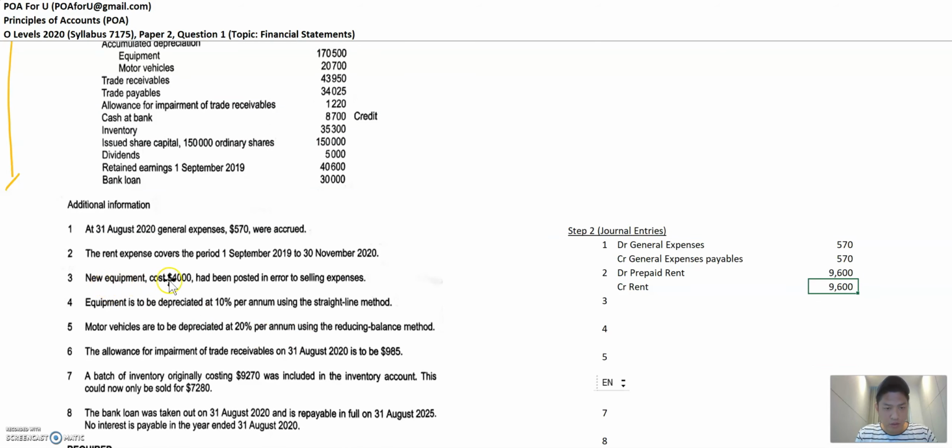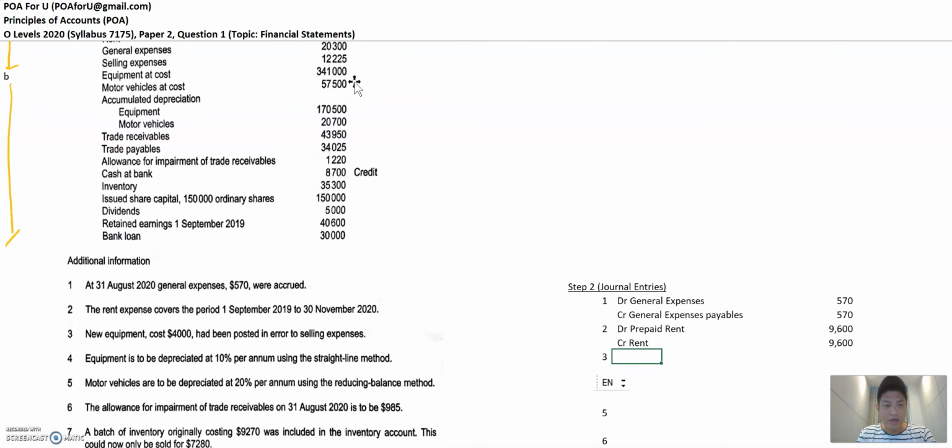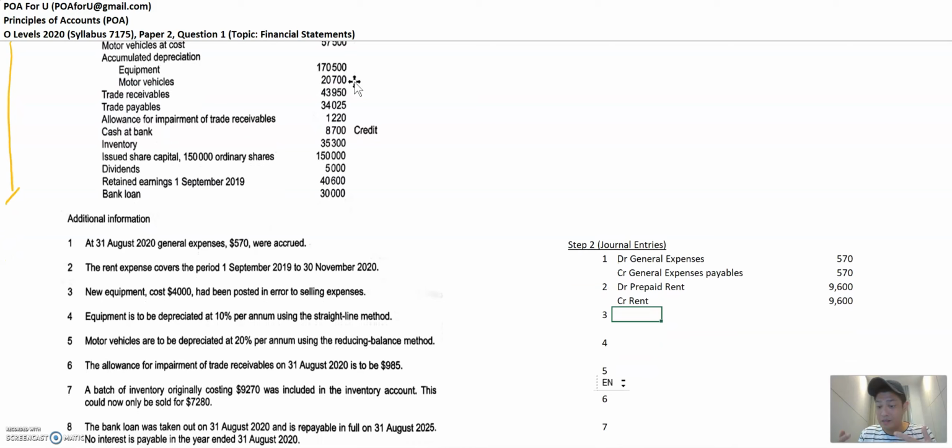Next, equipment costing 4,000 had been posted in error to selling expense. So selling expense contains here 12,225, contains 4,000 that should belong to equipment account. So let's correct that by reducing selling expense. Selling expense is an expense, it's debit in nature, so when you reduce that, you credit selling expense, 4,000, and then equipment is an asset, debit in nature. When you increase it, you debit equipment. All right, 4,000 as well.